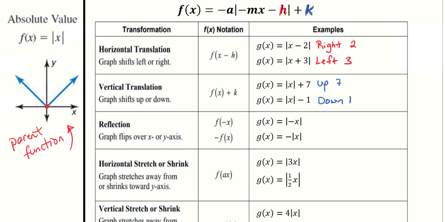So what about those negative symbols? Well, it really just depends on where that negative symbol is. Is the negative on the inside? Is the negative on the outside? Those are going to be reflections. So when our negative is on the inside, we're going to reflect across the y-axis. And when our negative sign is on the outside, we're going to reflect across the x-axis.